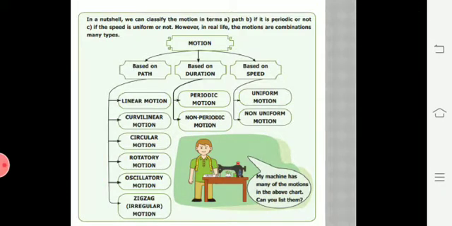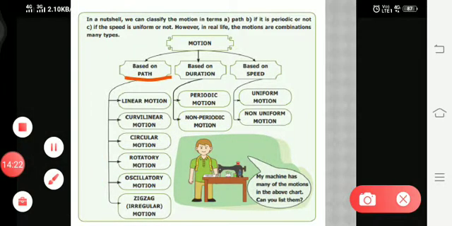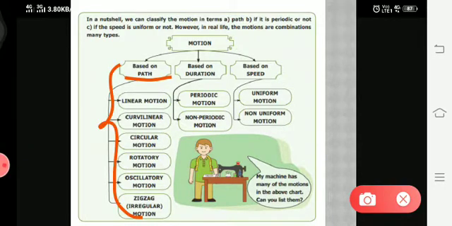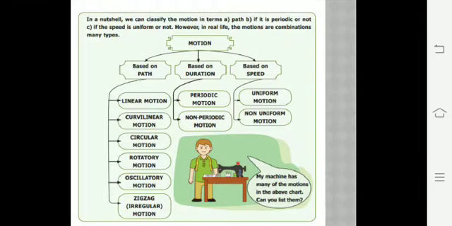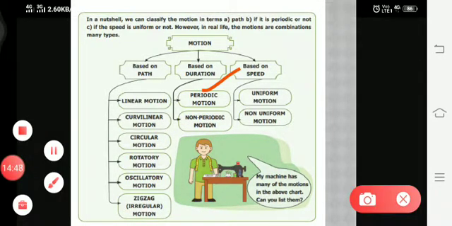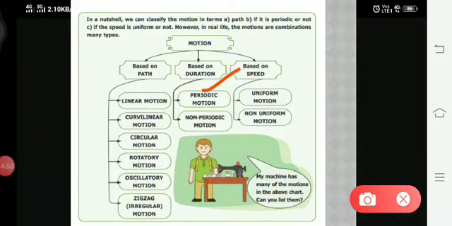And this is all based upon path. So motions are divided into three types. First one, what we have seen, is based on path, and based on duration, periodic and non-periodic. We have seen in the previous class what is meant by periodic and non-periodic. When motion is repeated in equal intervals of time, that is called periodic motion. So what is meant by non-periodic motion? The motion that is not in a uniform interval. These motions are called non-periodic motion.